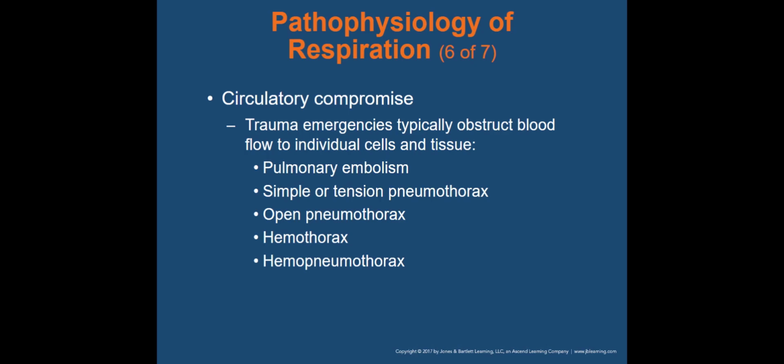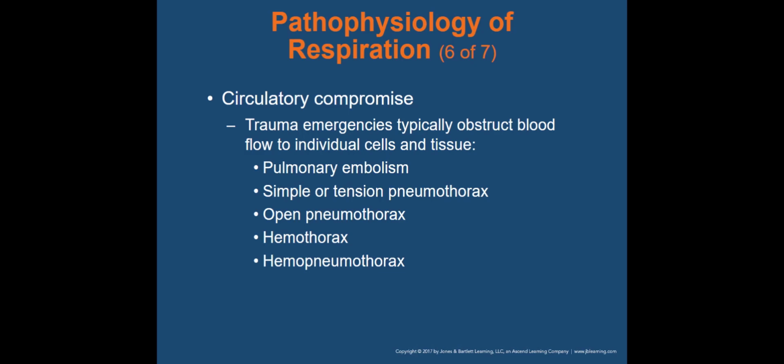An open pneumothorax, like a penetrating chest injury to the heart, to the thorax, and a hemothorax, which is blood inside the thorax, and a hemopneumothorax, which is air inside the thorax. So going back, pulmonary embolism is actually a situation where a clot or a thrombus stops blood flow to parts of the lung field. Simple or tension pneumothorax.